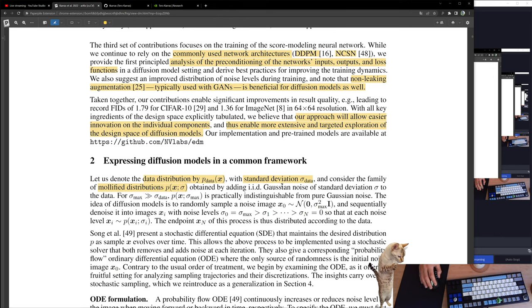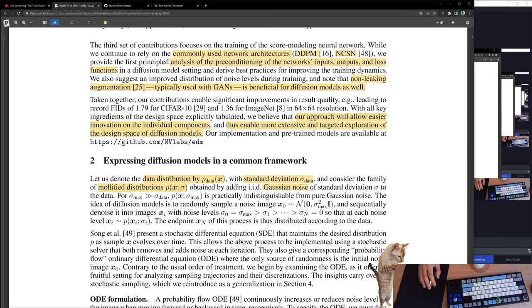Okay, obtained by adding Gaussian noise of standard deviation sigma to the data. If the maximum standard deviation is much higher than the standard deviation of the data, the mollified distribution with the max standard deviation is practically indistinguishable from pure Gaussian noise. Yeah, I agree with that, right? If your mollified distribution has a huge standard deviation, it's basically just going to be Gaussian noise.